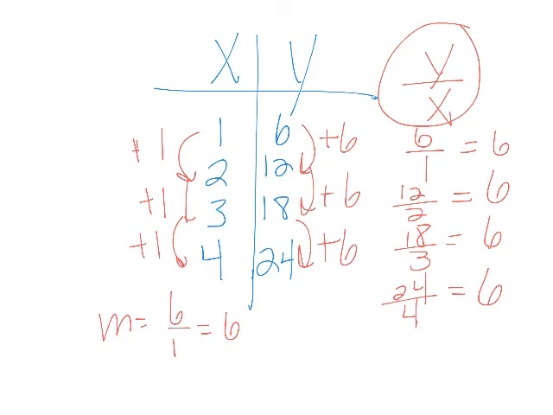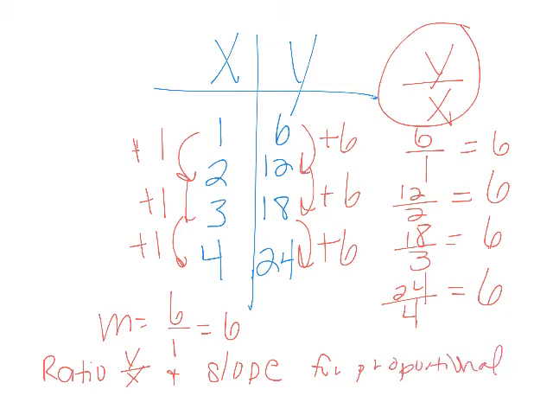What do we notice? Here's what I'd like you to do for your question. I would like you to hypothesize, so take a guess. What do we notice in proportional relationships about the ratio of y divided by x and the slope? What conclusion can you draw about the ratio of y divided by x and the slope for proportional relationships?